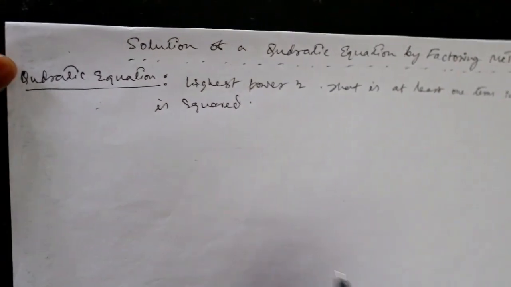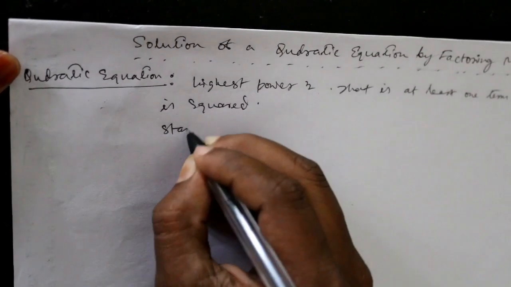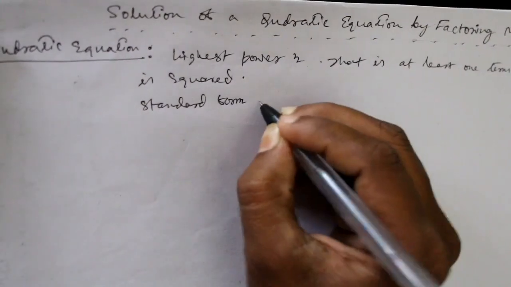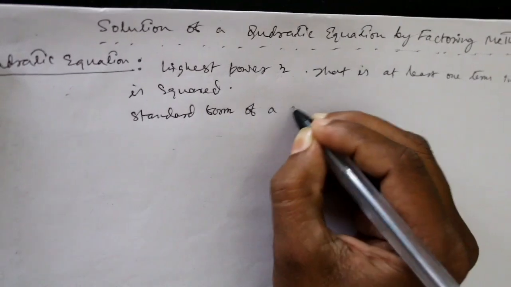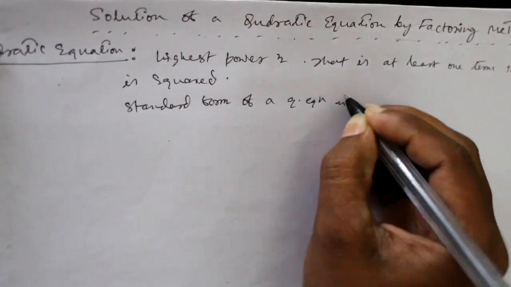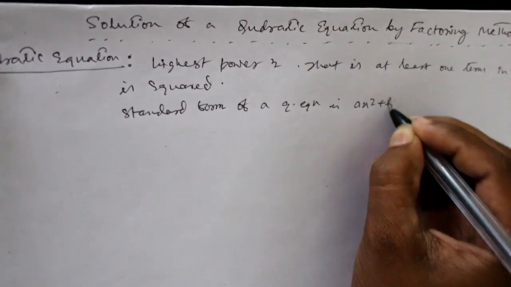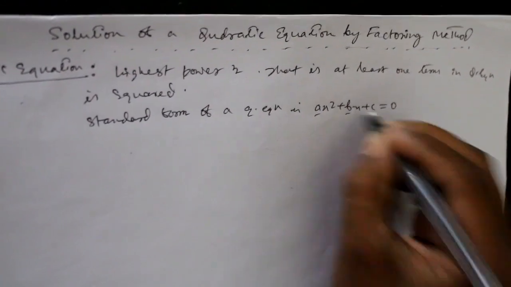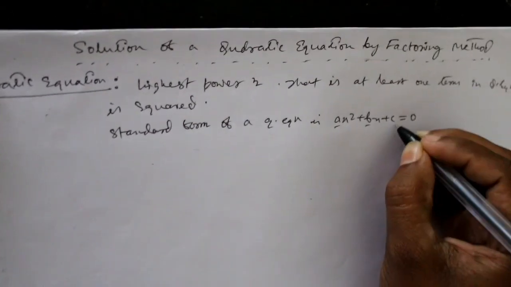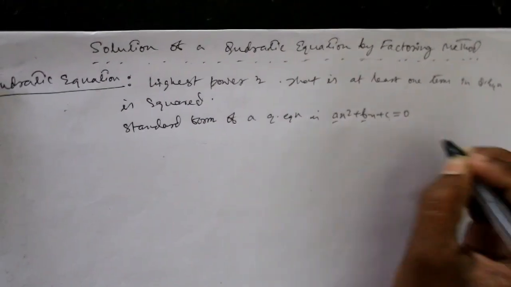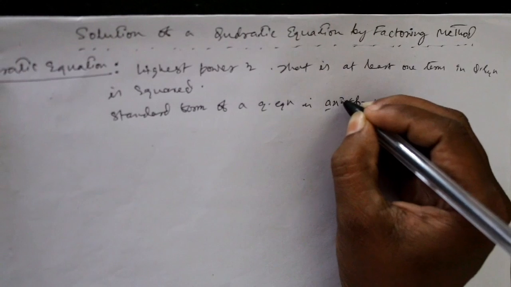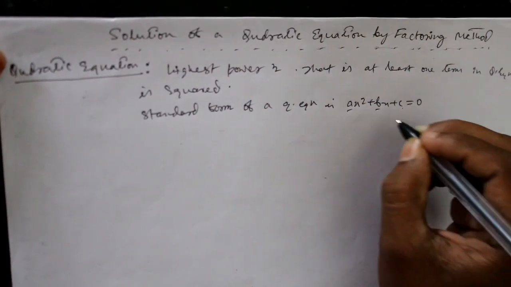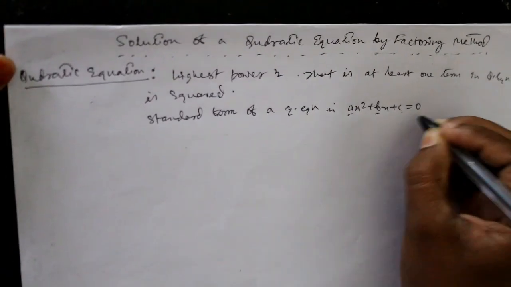Okay, the standard or the general form. The standard form of a quadratic equation is ax squared plus bx plus c is equal to 0. Here a and b are known as coefficients, c is the constant and x is the variable. We see here the highest power or the degree is 2. Therefore this type of equation is known as a quadratic equation.